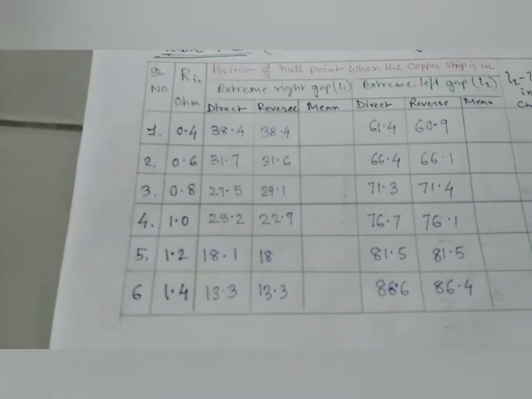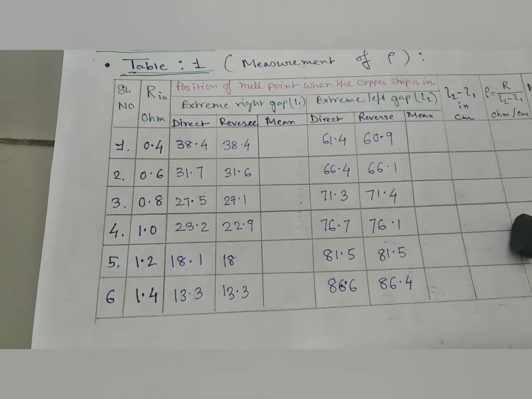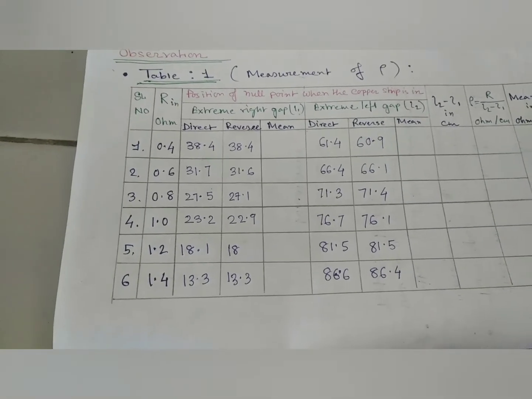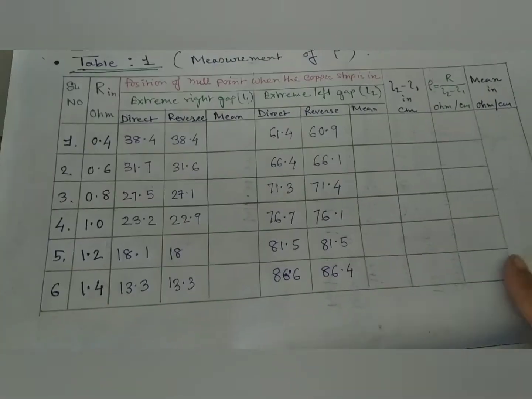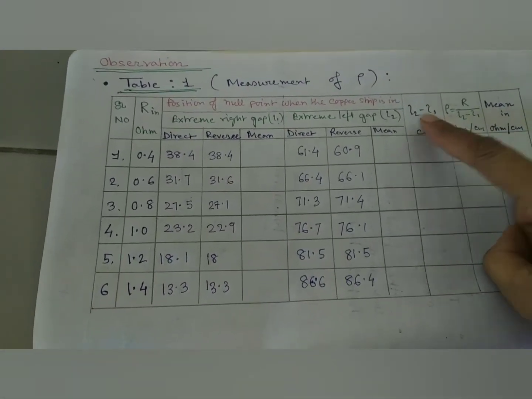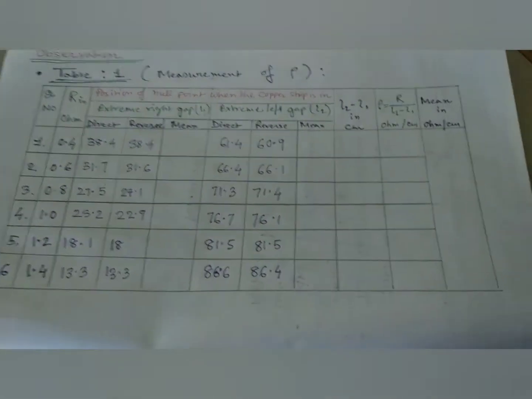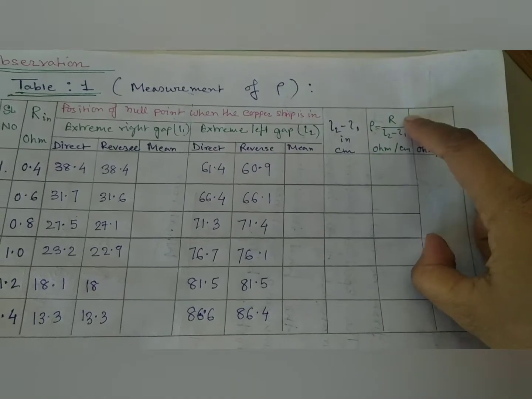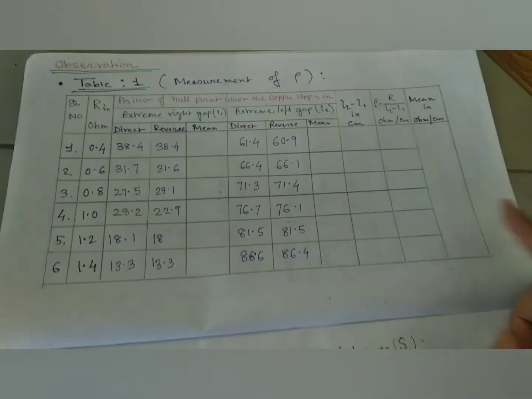So when the first table is done, all the data is done for extreme left gap as well as extreme right gap. Then we can easily calculate the mean, and then L2 minus L1, that means the difference in length. And then we will calculate rho, and mean rho, only one reading.